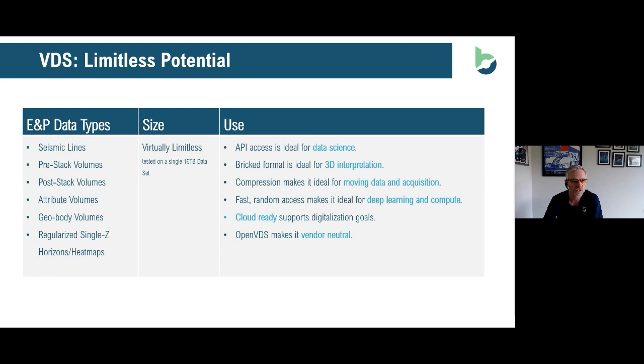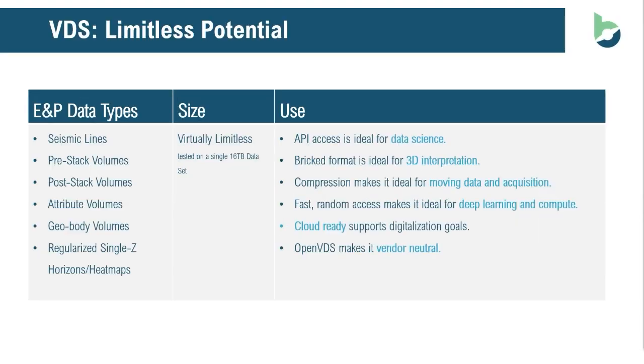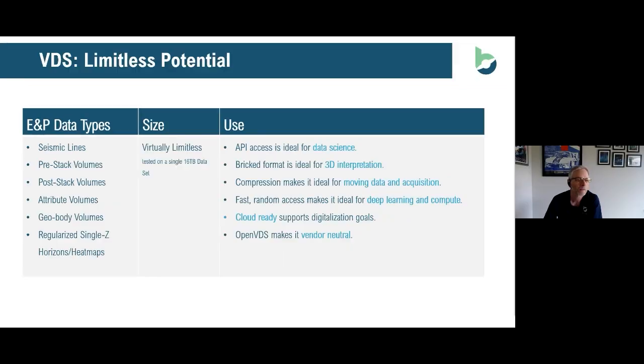Fast random access makes it perfect for deep learning and high intensity compute functions. Cloud-ready formats, such as the Object Store, support any organization's digitalization goals. And an OpenVDS implementation of the API makes it vendor neutral. So anyone can build on VDS without having a commercial contract.